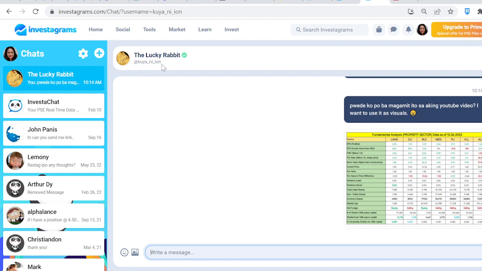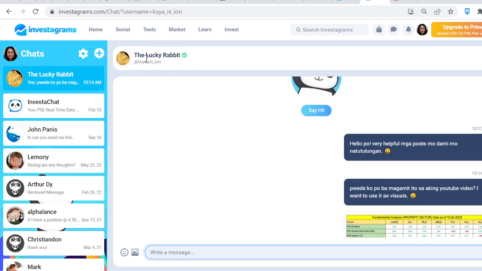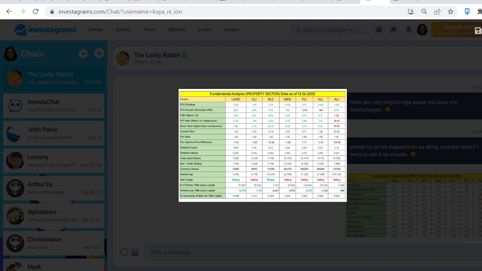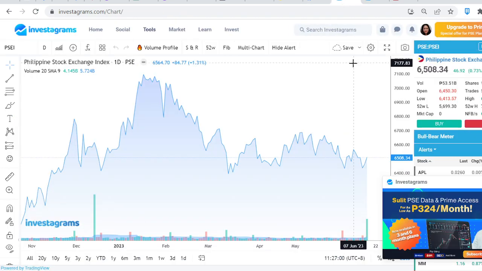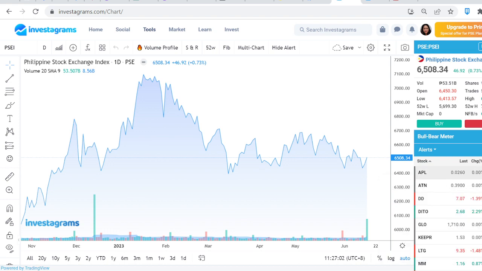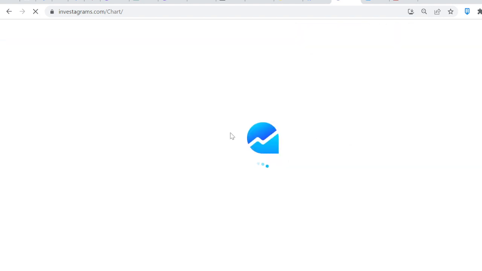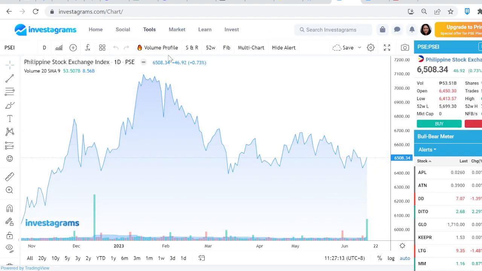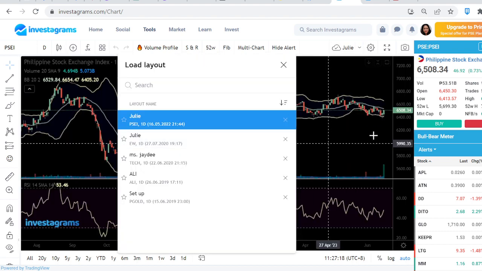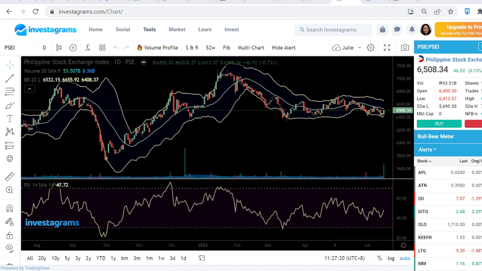Actually, nagpapaalam ako. Nakabukas pa pala. Nagpapaalam ako kay Lucky Rabbit kasi may ginawa siyang post. Very helpful naman, pero ipaalam ko muna bago ko siya i-discuss sa atin dito. And hopefully maging favorable naman yung kanyang response. Set up ko lang to ha. Ayan. So, the next stocks na i-discuss natin is AP, GSMI, Meralco, LTG, AREIT, and SCC. Requested ito ni Myra from yesterday.